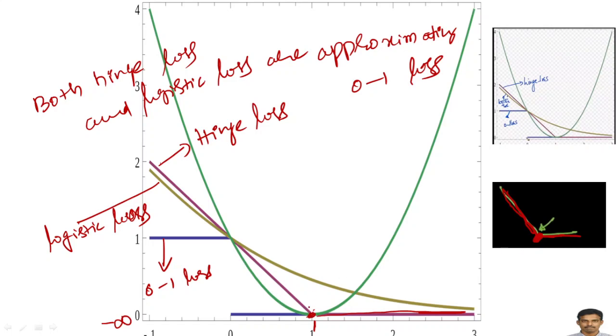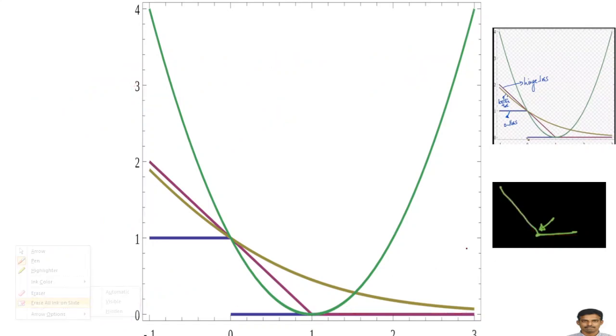What is the reason? It's not differentiable at 1 because your line is like this. Why is it not differentiable? Your line is like this here. Just see, at this point, the line is like this. At this point, it is not differentiable. It is continuous, of course.